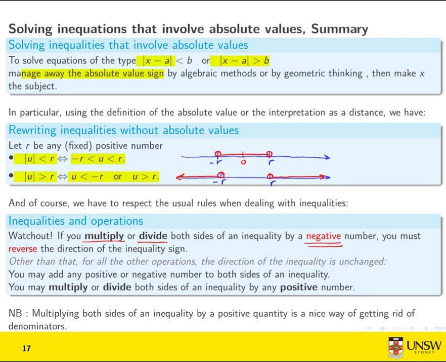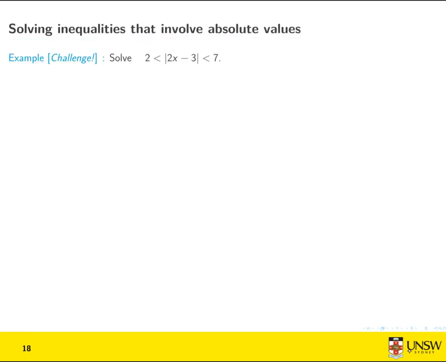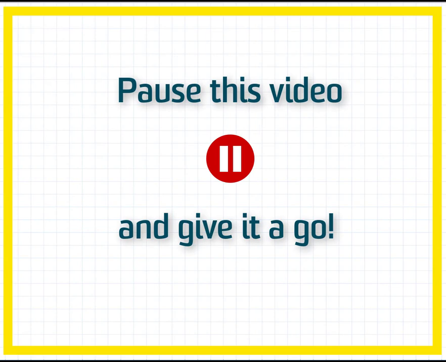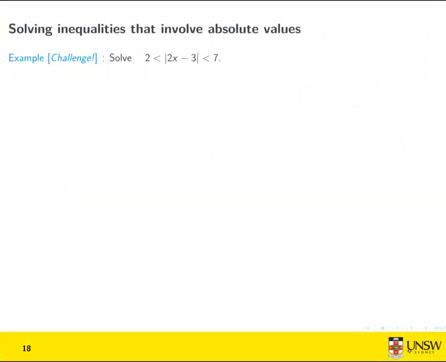With that, you have all the tools you need to solve inequations containing absolute values. Let's try a hard example. So, we want to solve this inequation. If you look at it, it says that the absolute value of some number is between 2 and 7. So instead of trying to find x directly, let's try to find which numbers have an absolute value between 2 and 7. So we could give a name to what's inside the absolute value. Let's say we call it u.